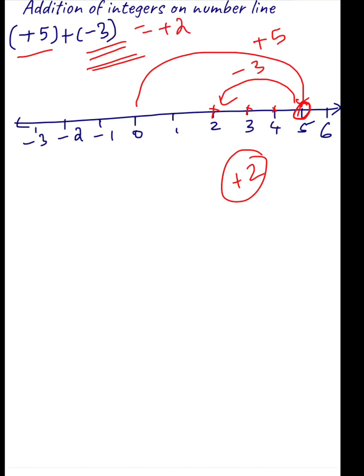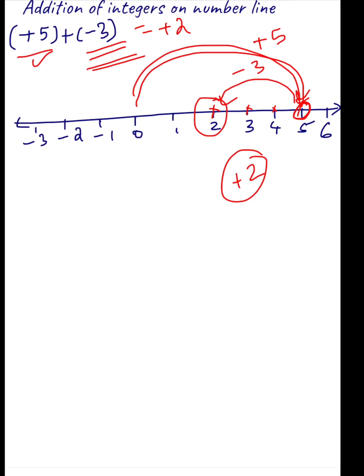How did you get this plus 2? First you have to represent this plus 5 on the number line. Then you will reach here. Then from that plus 5 you have to move to the left side by how many units? By 3 units. Then you will reach here. That is plus 2. So plus 2 will be the answer for this. Okay. So this is about adding a negative integer to a positive integer.